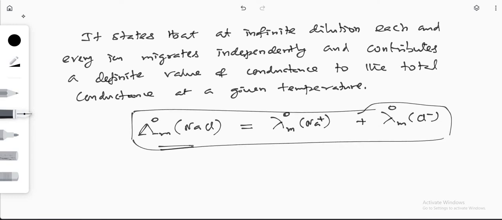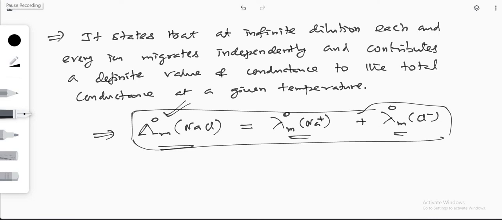People sometimes define Kohlrausch law in this manner: molar conductivity at infinite dilution for an electrolyte is equal to the sum of the molar conductivities of the ions at infinite dilution. I think this is what is given in the book, right? This is the mathematical definition, but the actual definition is this: it states that at infinite dilution, each and every ion migrates independently and contributes a definite value of conductance to the total conductance at a given temperature. Is this clear, students? Any doubt?